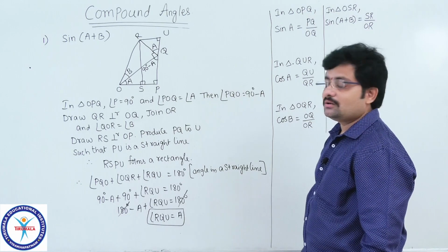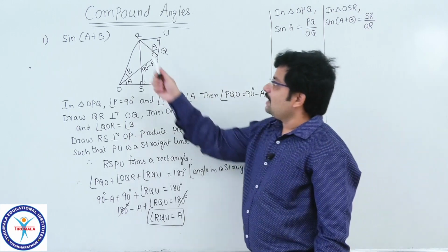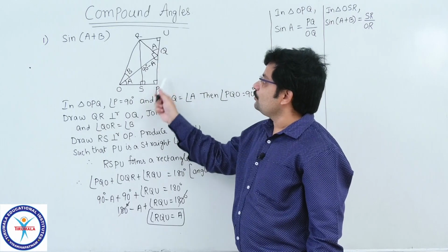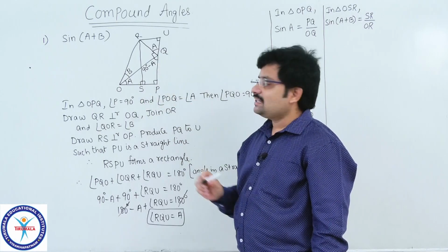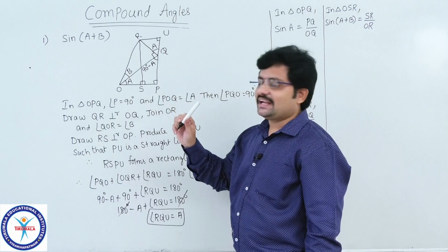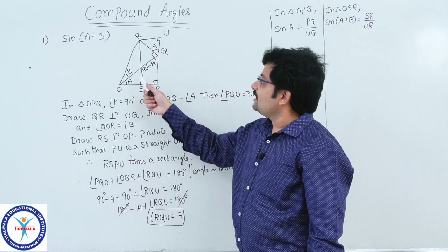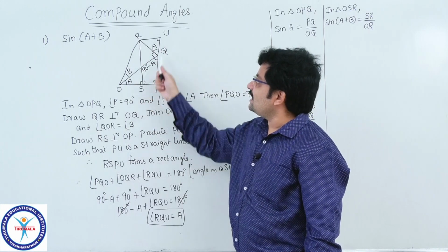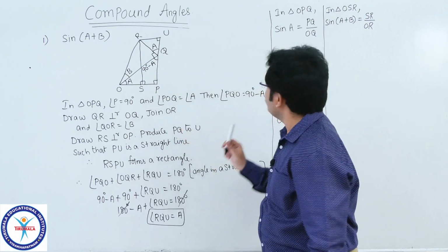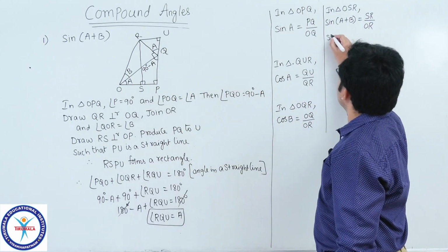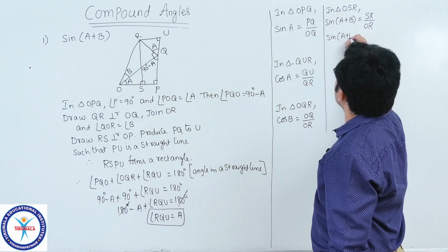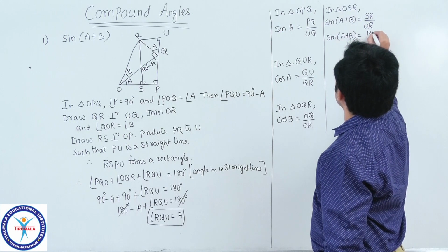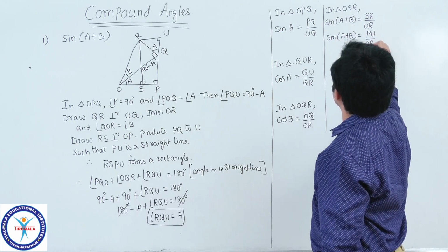SR by OR. But one thing you remember: RS and PU are the two parallel lines. Then here it forms a rectangle. Then instead of RS we can write PU. So that is sin(A+B) is equal to PU by OR.